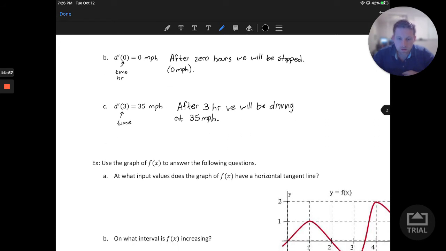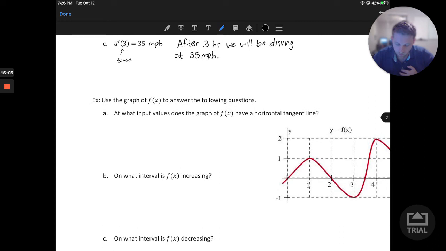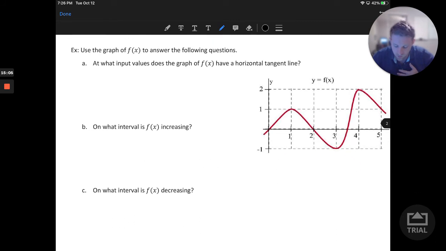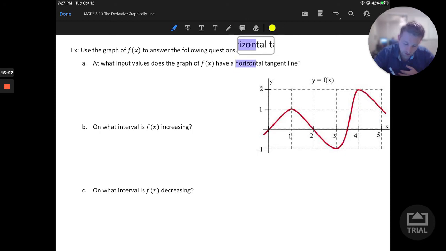So the next problem we're going to consider is the idea of the derivative through a graph again. We're going to talk about the derivative through the lens of an increasing and decreasing function. We want to use the graph of f of x to answer the following questions. The first one is, at what input value does the graph of f of x have a horizontal tangent line? I'm going to look for horizontal tangent lines first.